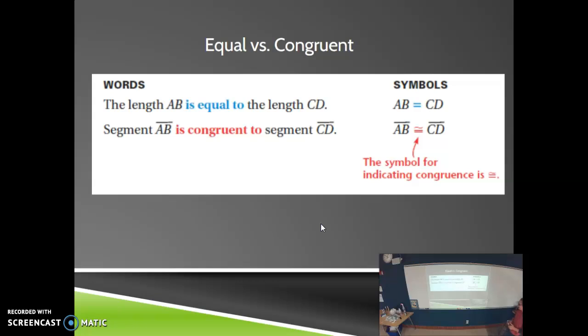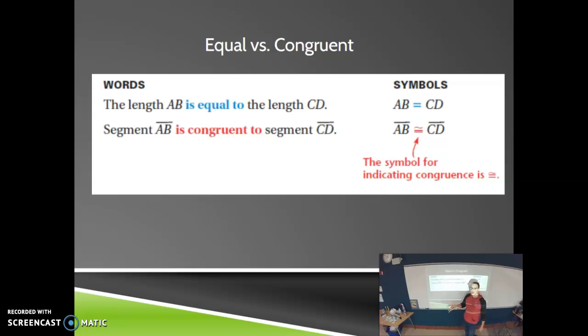There is a slight difference between equal and congruent. It's mostly in definitions and terminology. Functionally, they are basically the same. Length AB is equal to the length of CD as opposed to segment AB being congruent. Measurements are equal. Segments are congruent. So the measurements here, the length is equal as opposed to the segment. So the segment is the thing that is congruent. Okay?